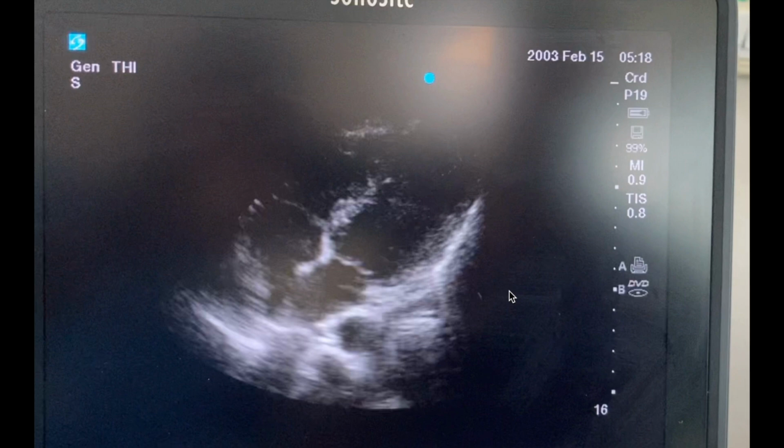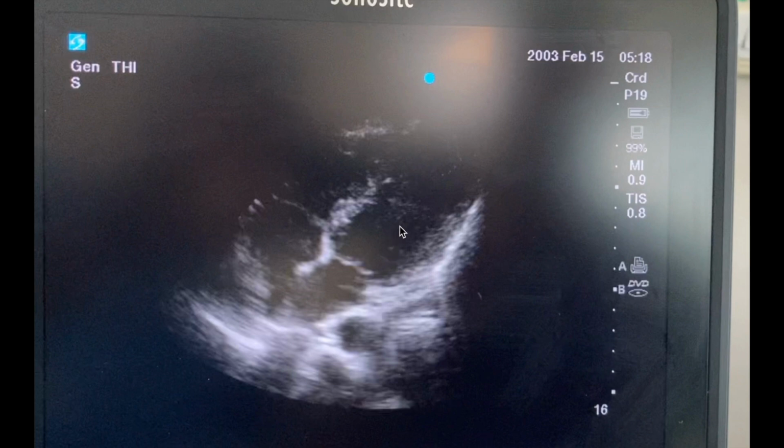So this apical four-chamber view provides a clear view of all four chambers and the septum, and this view is ideal to assess the contractile function and study of the heart walls and other aspects of the heart. This view is also very helpful for the quantitative and qualitative assessment of the left ventricular ejection fraction.